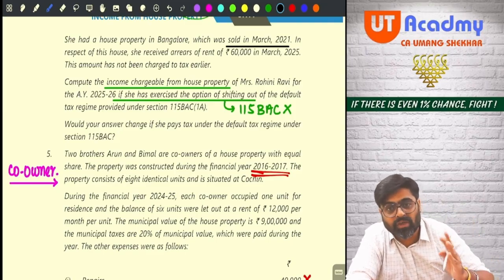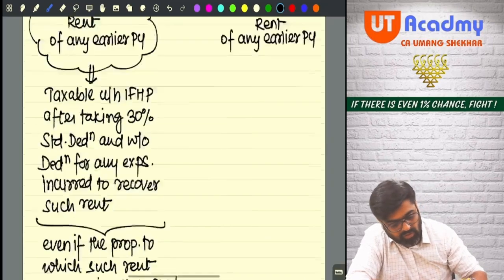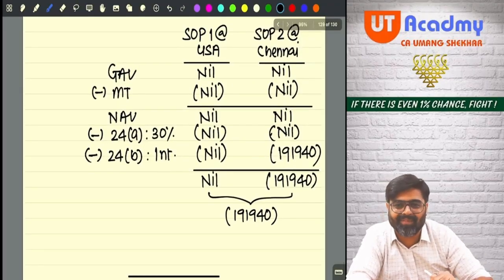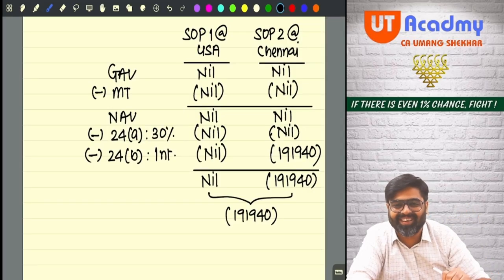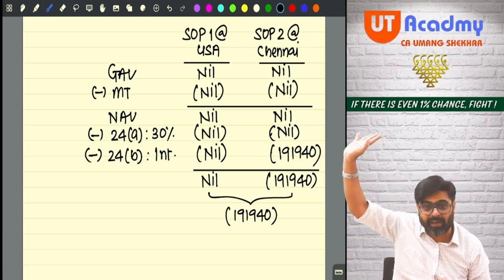No. If she would have been the owner of that property, what we would have done, in our solution, here, we would have made one more column for Bangalore property, which is missing. Because Bangalore property, you are not the owner in the current year. You have already sold in 21.